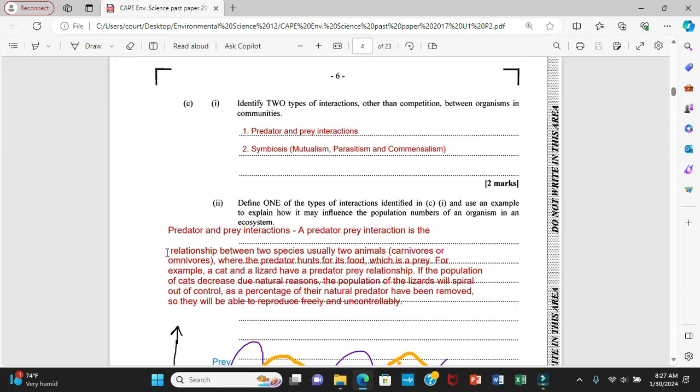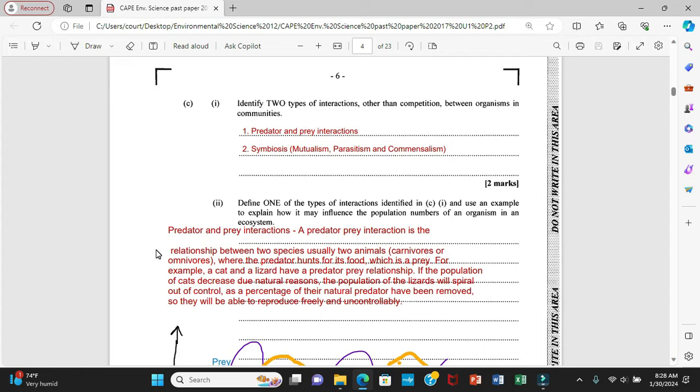If the population of cats decreases due to natural causes, the population of the lizards will spiral out of control as their natural predator has been removed. So they will be able to reproduce freely and uncontrollably. So the predator-prey relationship, in simple terms, is that if the predator population is high, the prey population will be low. That's how the relationship is. And if the prey population increases, it means the predator population is low.